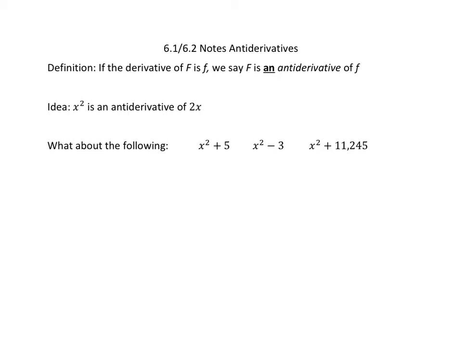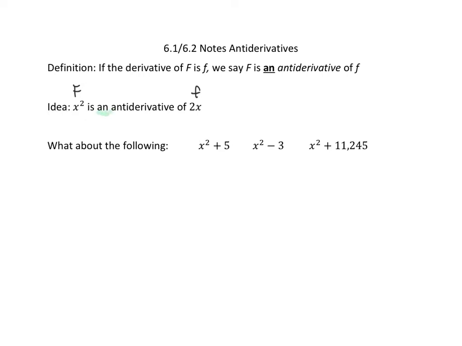If the derivative of some function uppercase F is lowercase f, we say uppercase F is an antiderivative of the lowercase f. So the idea is if you had x squared, that would be our uppercase function. x squared is an antiderivative of 2x. Why? Because if you took the derivative of x squared, you would get 2x. Now notice I said is an antiderivative.